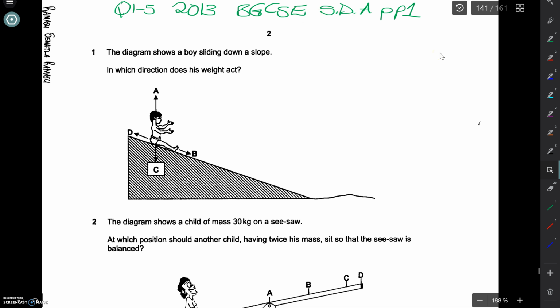Double Award Paper 1. The question reads, the diagram shows a boy sliding down a slope. In which direction does his weight act? Well, his weight will act in the direction of C. Right, in this direction here. What is happening to my pen? C. Right? Because if you have an object, the weight will always act downwards to the ground.